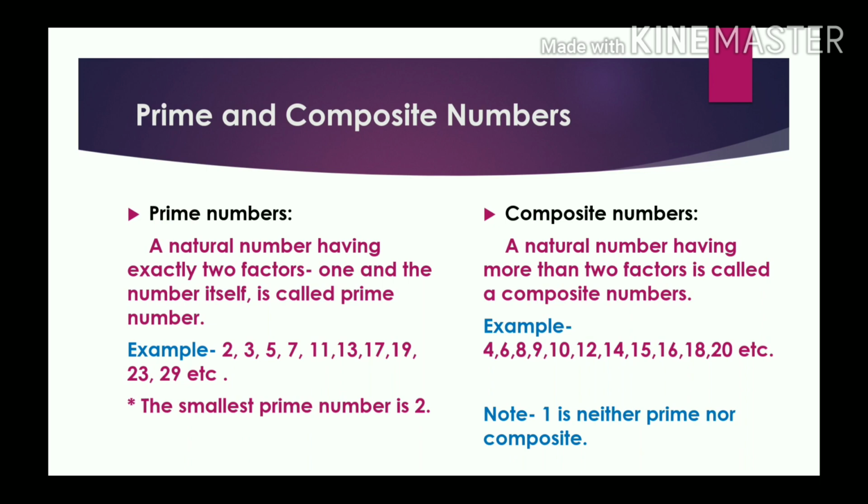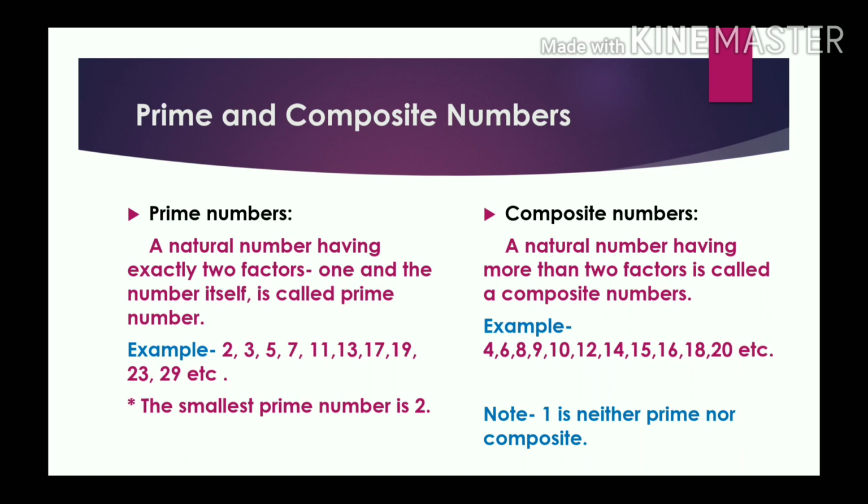These all are numbers having only two factors, first 1 and the second is the number itself. So these all are examples of prime numbers. Now the smallest prime number is 2.